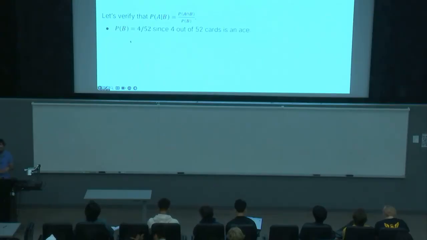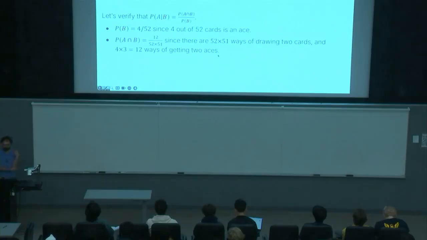So the probability that the first card was an ace is 4/52, because that's how many aces there are. The probability of A and B, that we got 2 aces, is going to be 12 over 52 times 51, because there are 52 times 51 ways of drawing 2 cards, and 4 times 3 equals 12 ways of getting 2 aces. This is the counting argument, just like we would have done in the previous lecture.